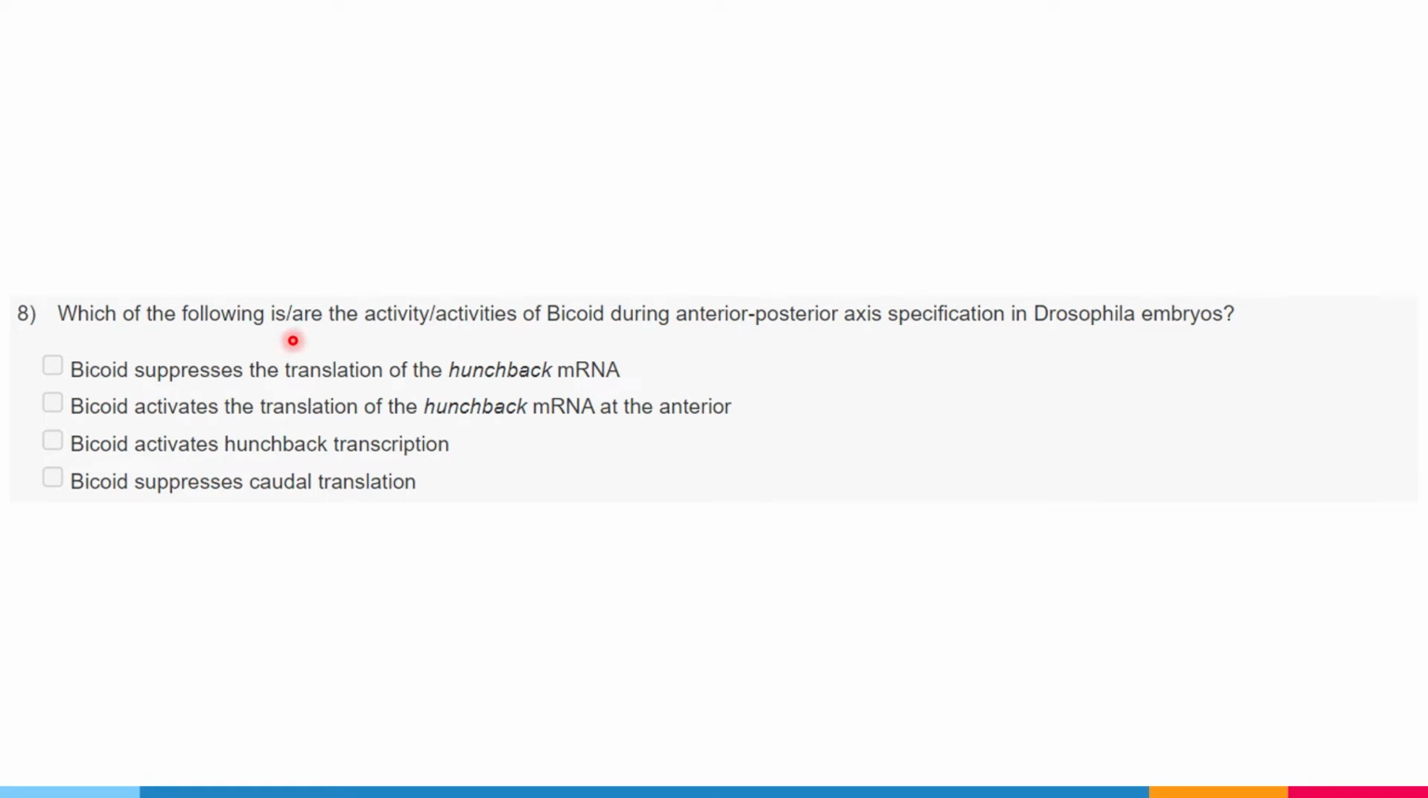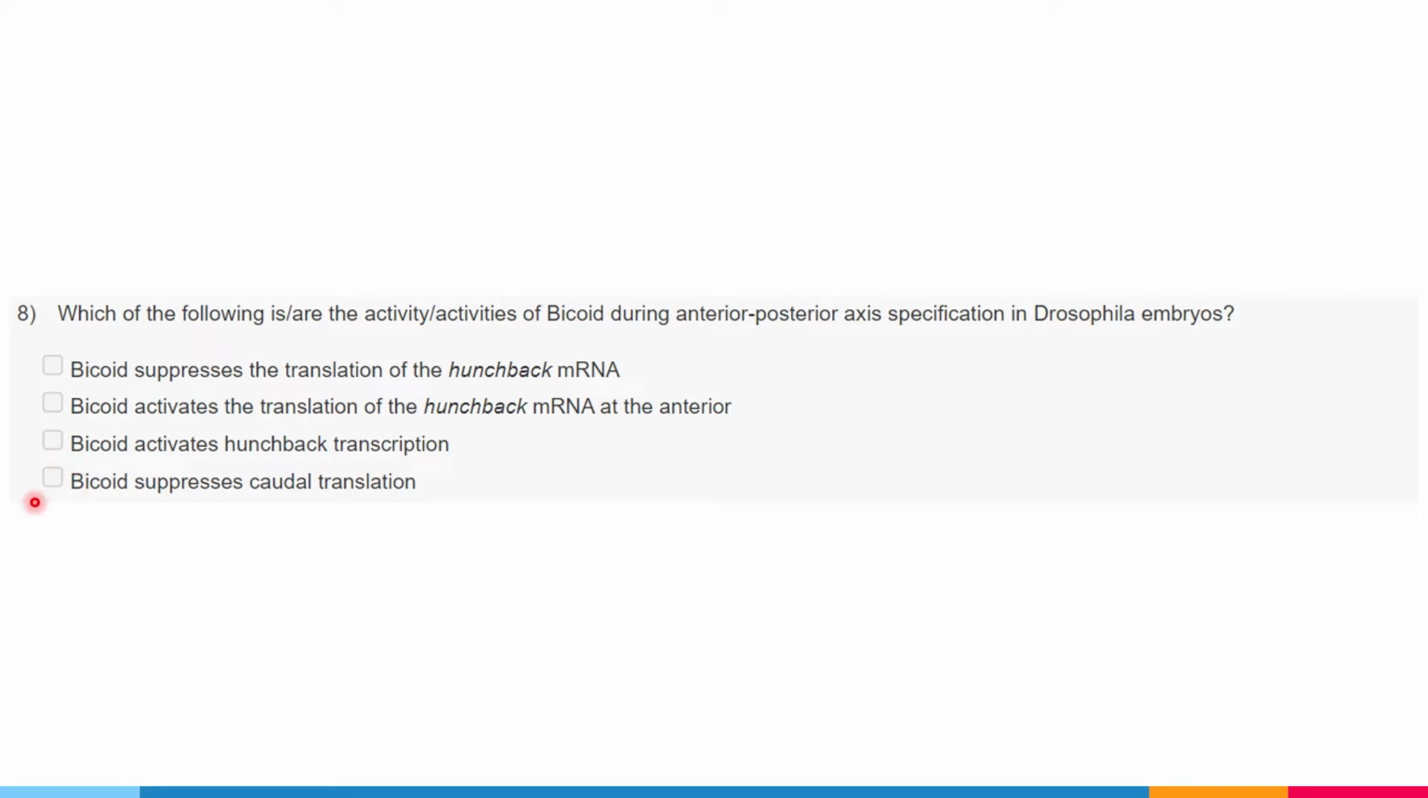Which of the following is/are the activity or activities of bicoid during anterior posterior axis specification in Drosophila embryos? Bicoid suppresses translation of hunchback mRNA. Bicoid activates translation of hunchback mRNA at the anterior. Bicoid activates hunchback transcription. Bicoid suppresses caudal translation. So these are the four options.